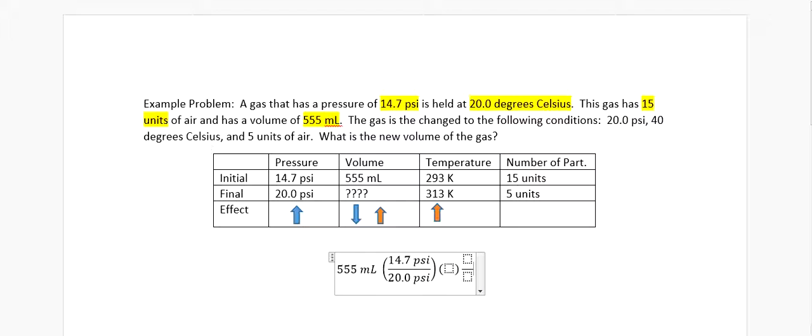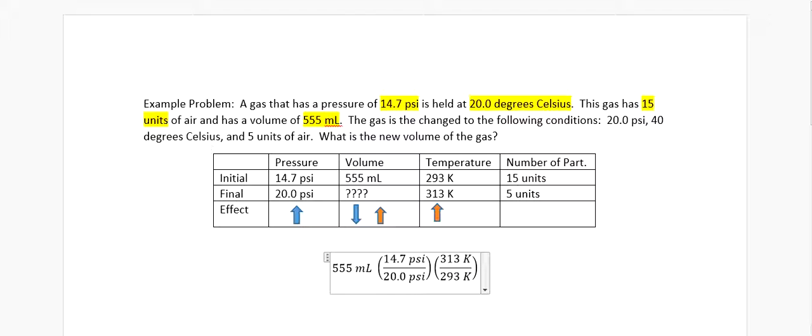So now the temperature that I want to multiply it by should be the bigger number over the smaller number or the smaller number over the bigger number. Well, if I'm predicting an increase, which I am, I would want to go the bigger number over the smaller number. So therefore I go 313 Kelvin over 293 Kelvin.